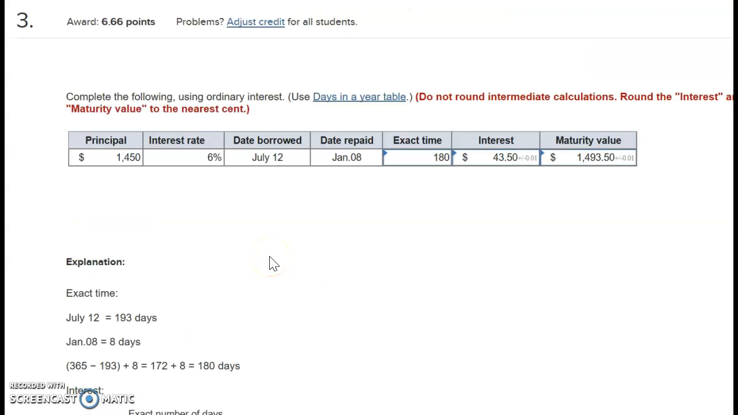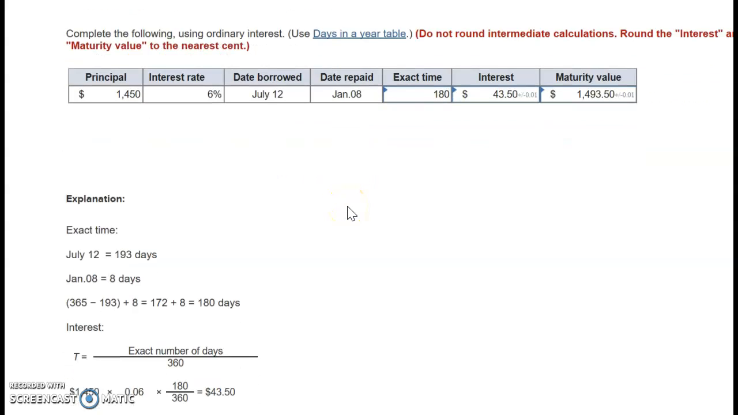Okay, number 3. Probably what tripped up most people on number 3 is the dates. So we borrowed this money on July 12th, and we repaid it on January 8th. So we're passing over the end of the year. Everything else about this problem is exactly the same as the one before. Not the numbers, but just the concepts. So we are again using ordinary interest.